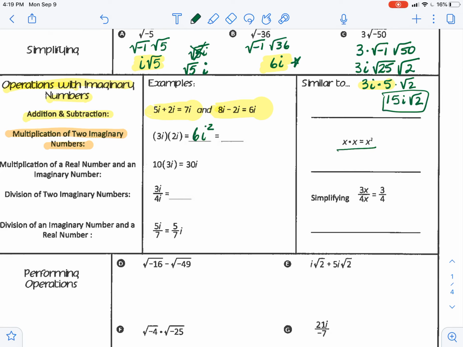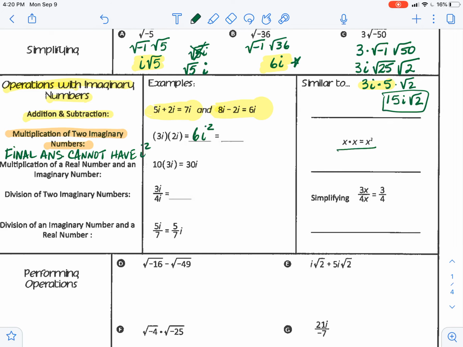Okay? Now, here is the thing. For imaginary numbers, your final answer, and I'm going to put this over here, final answer, okay, cannot have an I squared, okay? Actually can't have an I cubed, an I to the 4th, anything. I is the highest it can have.